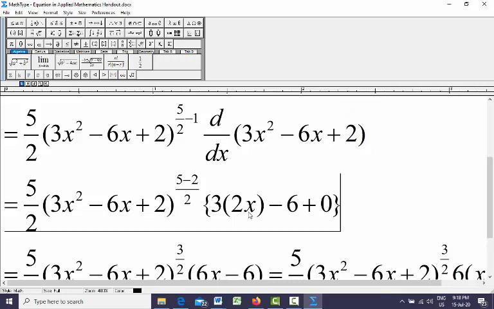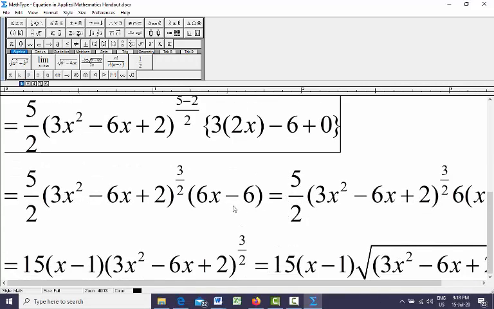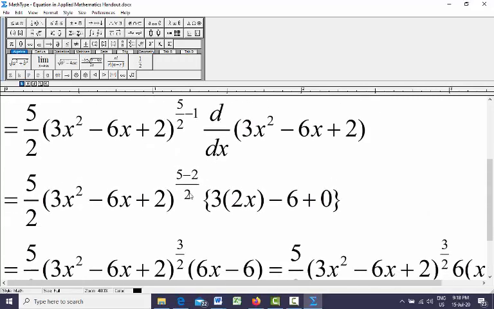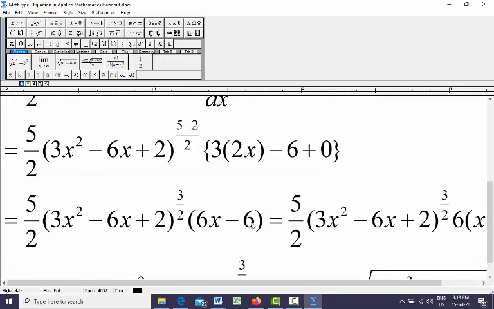Right. So now what do we get? 3 multiplied by 2x, we get 6x minus 6. So we get 6x minus 6, and from here we get 5 minus 2 by 2, that means 3/2. So that's what we get. Now as you can see here, we have 6x minus 6. We can take 6 common. Differentiation is done. Now we can simplify.